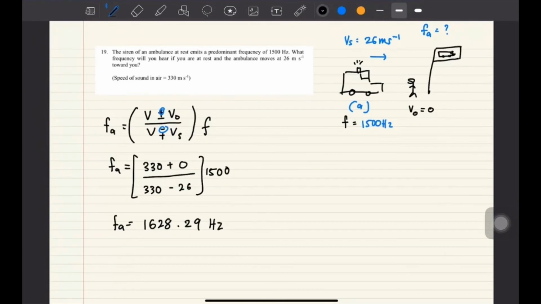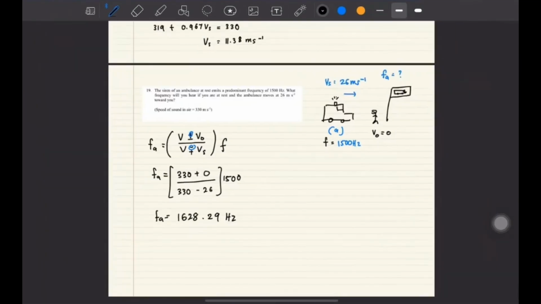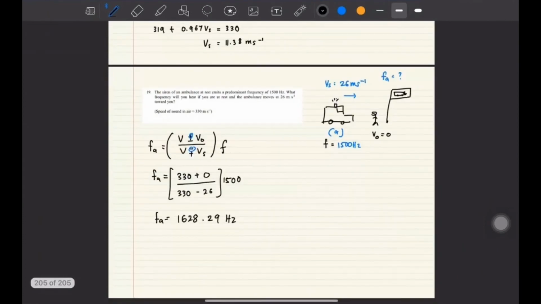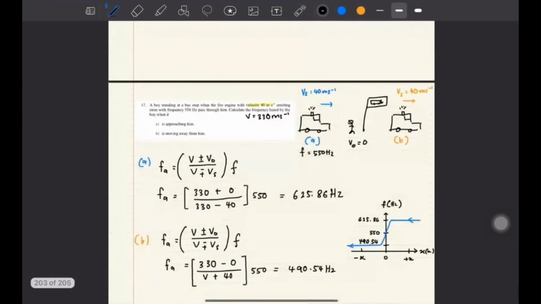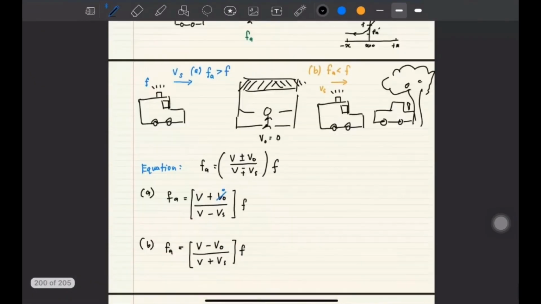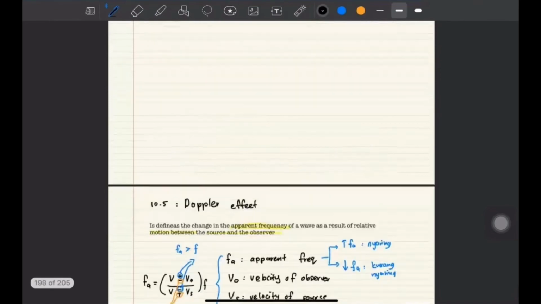Okay, ada soalan? Tak ada. Okay, that's it about the Doppler effect. Memang senang, memang simple, dia tak susah pun. It's just that you have to draw and then you have to use the equation correctly. There's no shortcut really. So just lukis betul-betul, and if you understand, then it shouldn't be a problem.